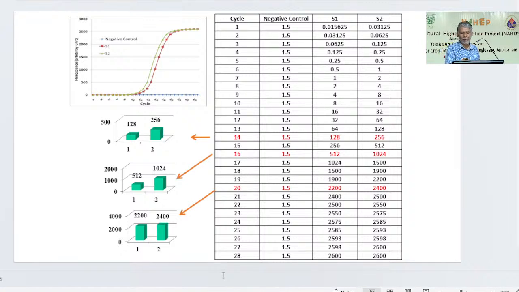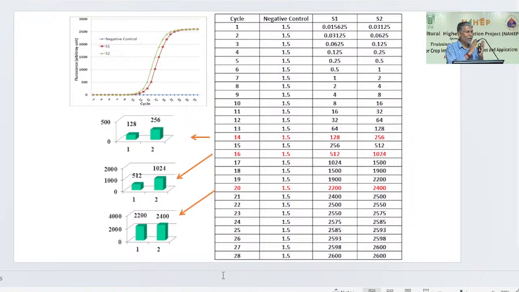After 8 cycles, 7 cycles, you are seeing the unit of fluorescence is 1 and 2. So 2 to 4, 4 is becoming 8, 8 to 16. After 15 cycles, 256 and 512, after that it is not actually getting proportional. 512 is there, but after a certain cycle you will not get proportional. So whatever your CT value, that has to be within that.